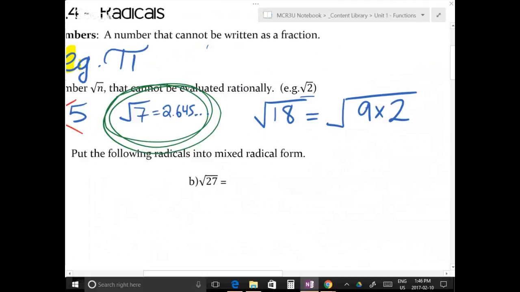Does it just keep going? Yeah, it just keeps going. So we can't work with that. What about 9? Can I take the square root of 9? Sure, it's just 3 times 3.